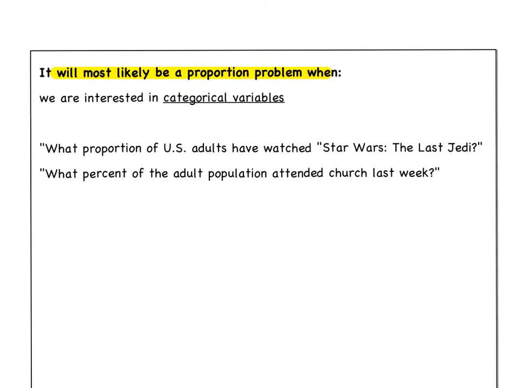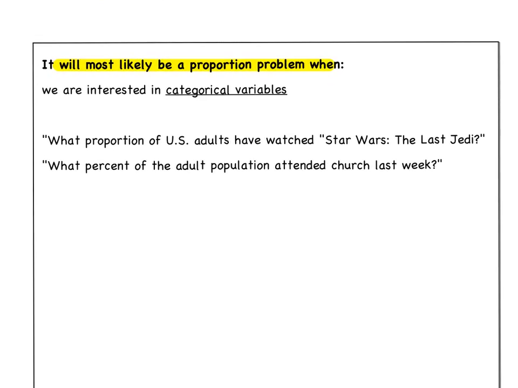So how do you know if it's a proportion problem? You're literally going to see the word, like, what proportion of US adults have watched Star Wars: The Last Jedi? Or what percent of the adult population attended church last week? You're going to see percents, and you're going to see the word proportions, and that'll be a huge clue that it's a proportion problem.